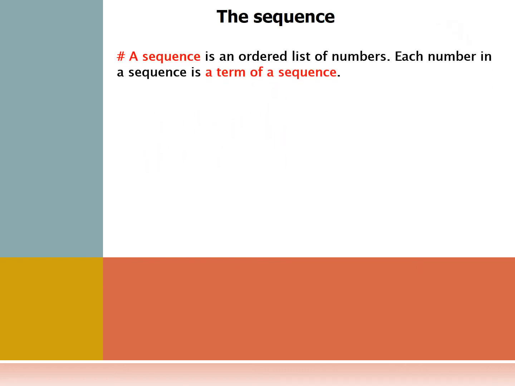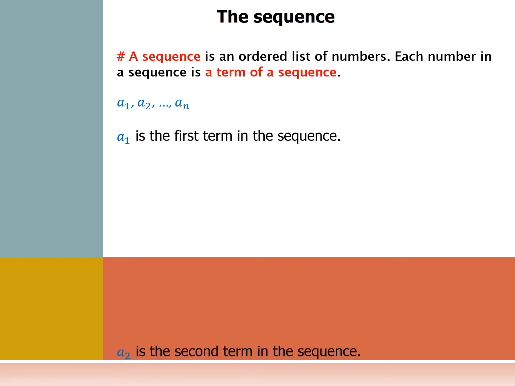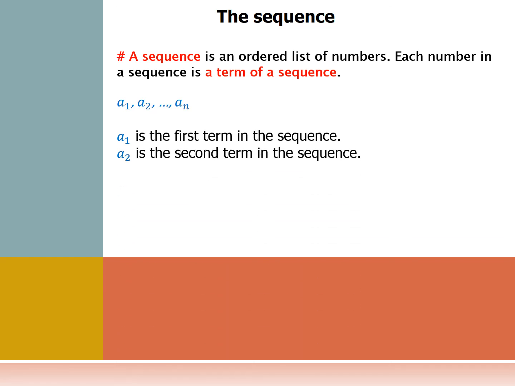A sequence is an ordered list of numbers. Each number in a sequence is a term of the sequence. Here we have a1, a2, a3 till an. a1 is the first term in the sequence, a2 is the second term in the sequence, and so on, till an is the nth term in the sequence.